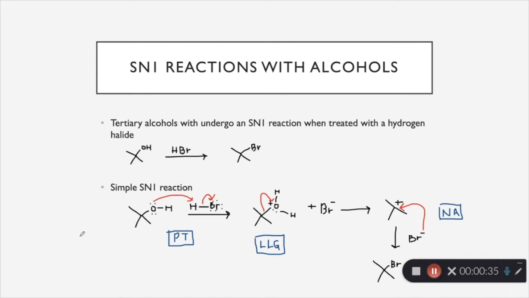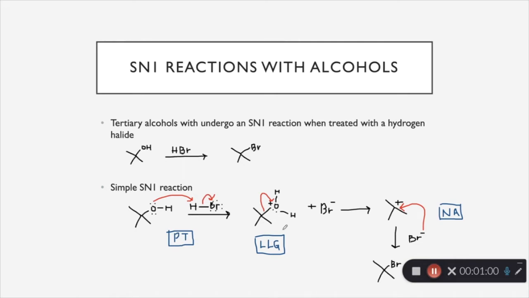If we look at the mechanism here, if you remember, a hydroxyl is a really bad leaving group. So in order to make it a better leaving group, we have to protonate it first. That is going to be step one. We have a proton transfer here. The oxygen is going to reach out and grab the hydrogen from the HBr, and then you're left with a positive charge on the oxygen.